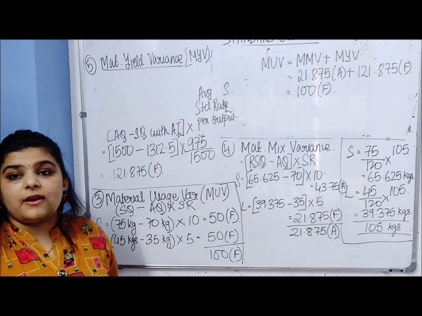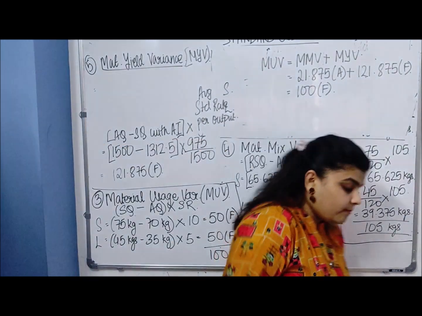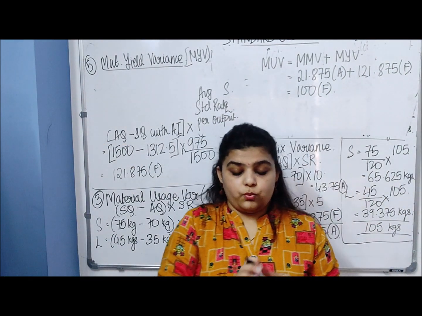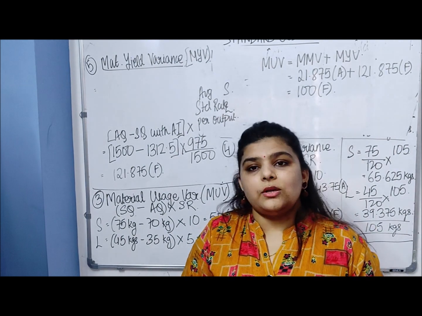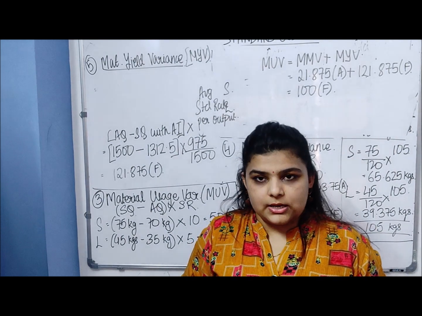So these are the 5 variances which are related to material. With this, we are done with the material variances. In the next video, we'll be dealing with labor variances.